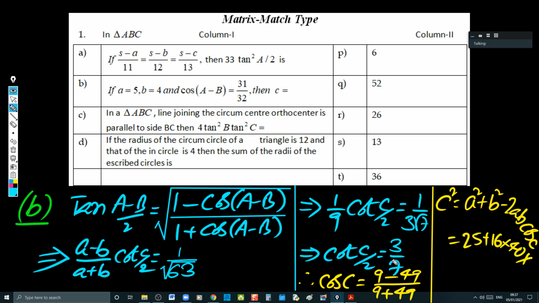Correct. Once it becomes slanted here, everything becomes slanted. 3 by root 7 means that will also change completely. Wait. What will finally come, beta? It will come 9 minus 7, minus 7. Yes, minus 7 by 9 plus 7. It is cos. 2 by 16, it will come 1 by 8. Correct, right?